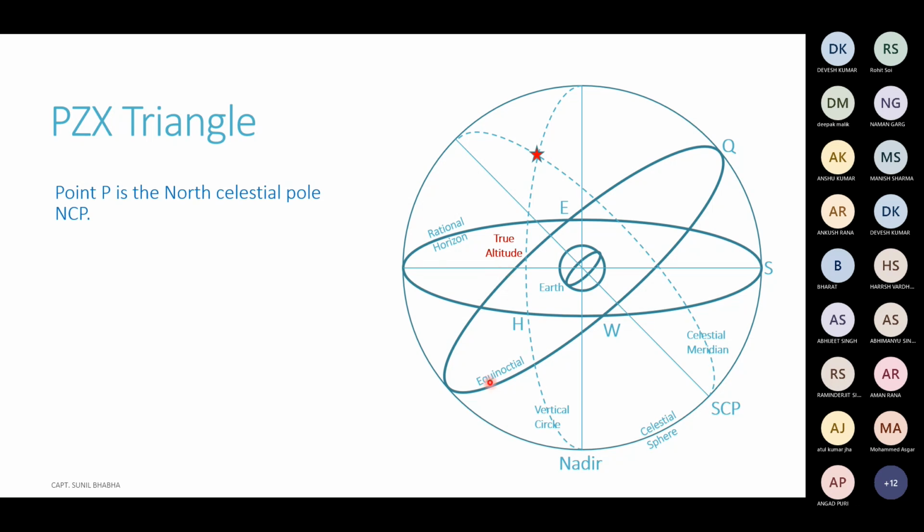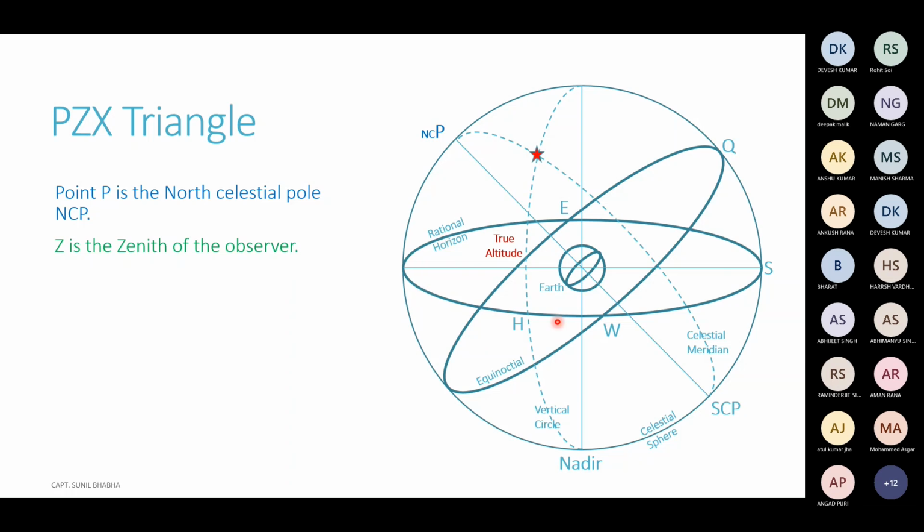Now we know that this is the equinoctial and the axis of the Earth extended toward the celestial sphere. They meet at both the celestial poles. So this point here is the north celestial pole. Let's mark it as P. I have written NC also in short just to show that this is the north celestial pole. This point is represented by P.